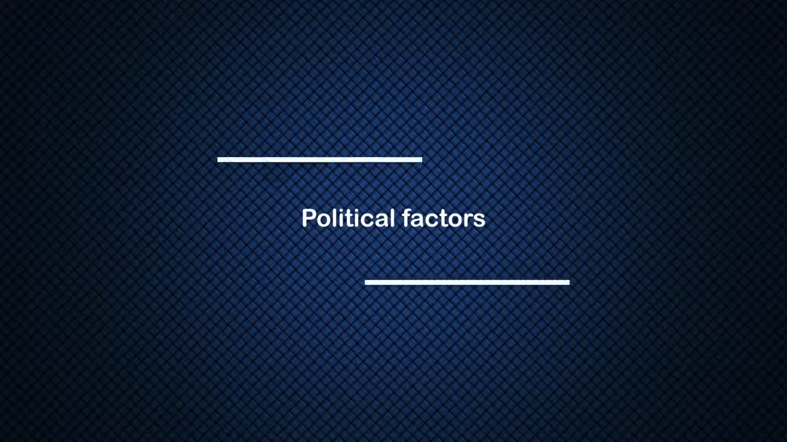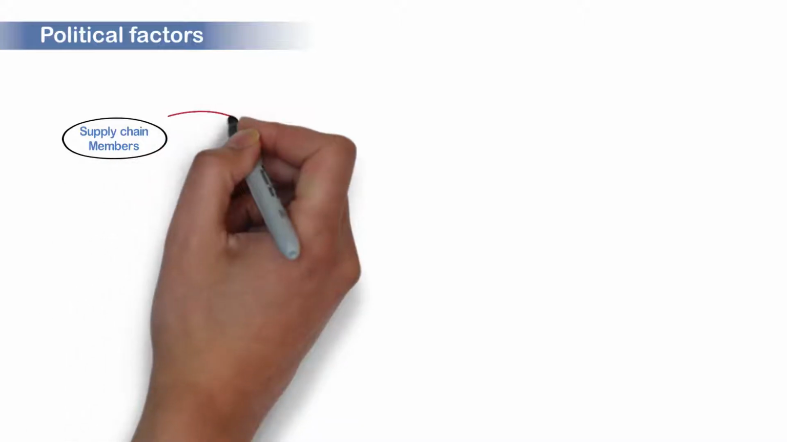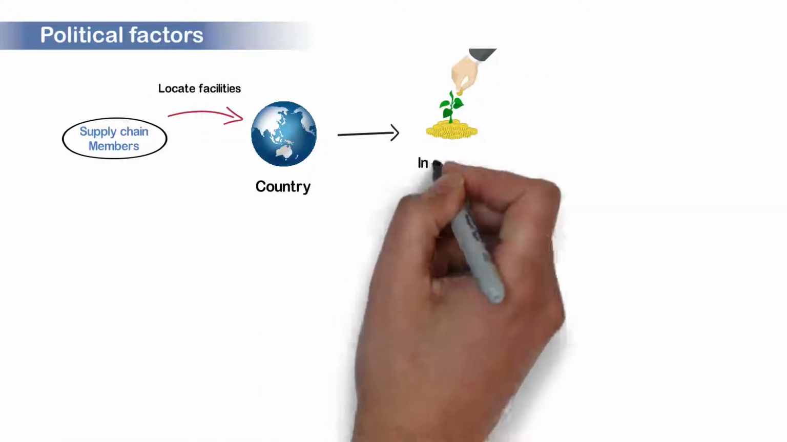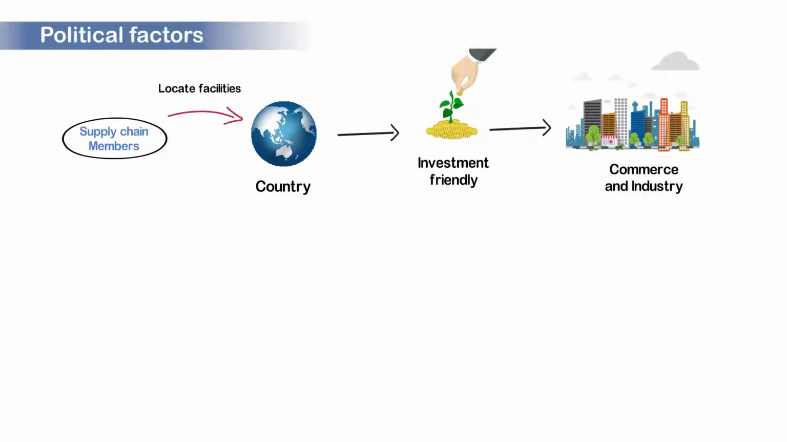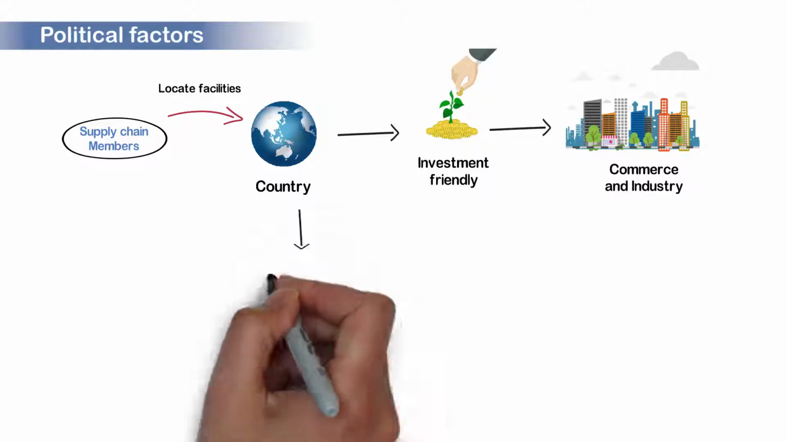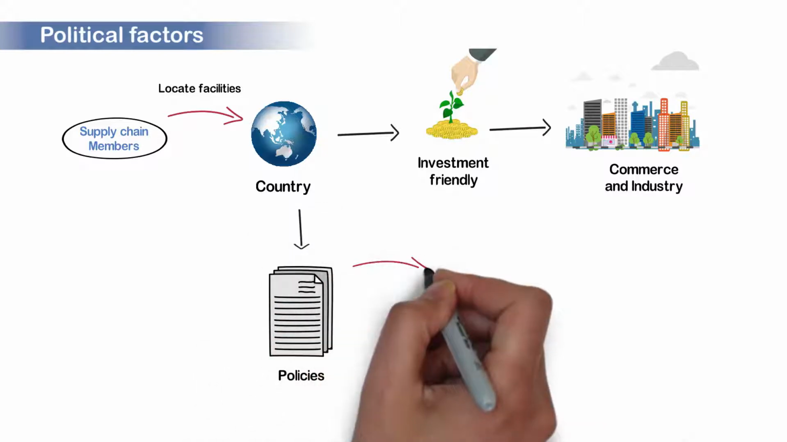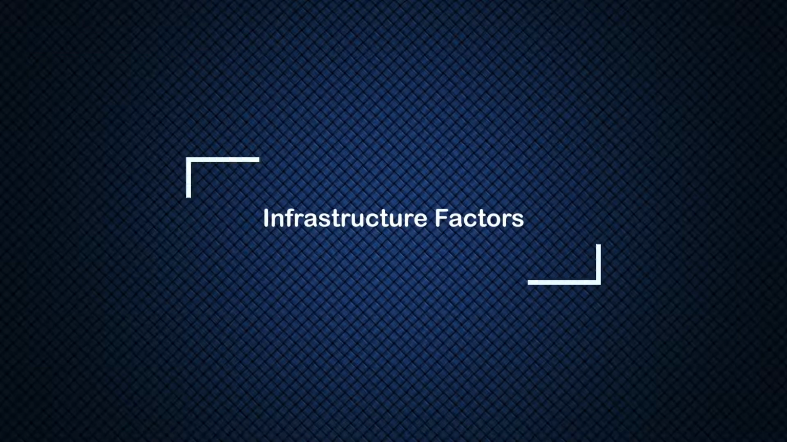The next factor is political factor. Members of the supply chain prefer to locate their facilities in a country which is investment friendly and has a well-defined system for commerce and industry. They also expect the policies of the government to be simple and clear, with a faster process of approval for setting up the facility location. Next comes the infrastructure factors.